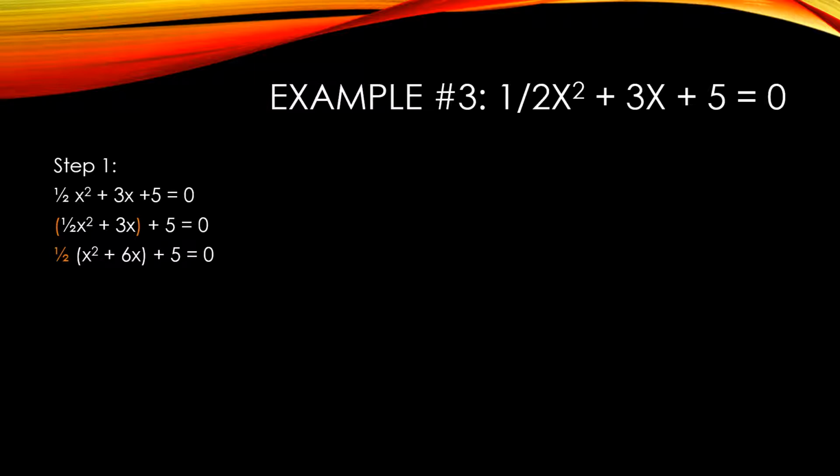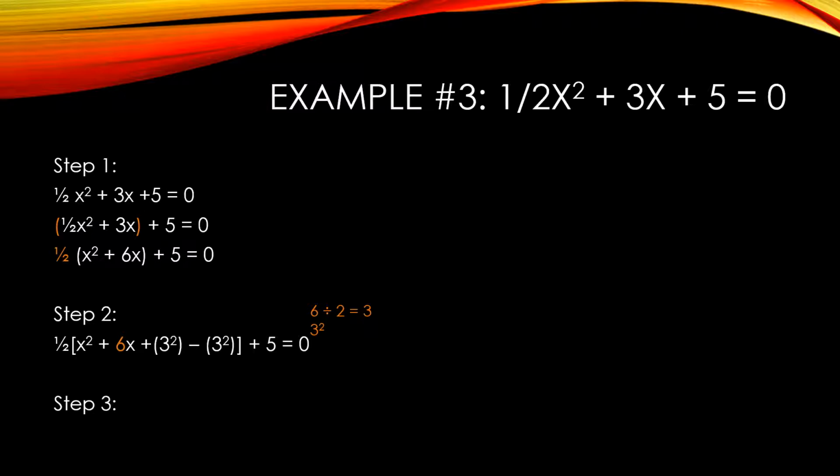Step number 2, divide the second term by 2 and square it. So that means our second term is now 6. 6 divided by 2 equals 3. And then we need to square 3 to the power of 2. Now within our bracket, we add 3 squared, we subtract 3 squared. Here's what our new equation looks like. 1/2 bracket x squared plus 6x plus 3 squared minus 3 squared, close bracket, plus 5 equals 0.